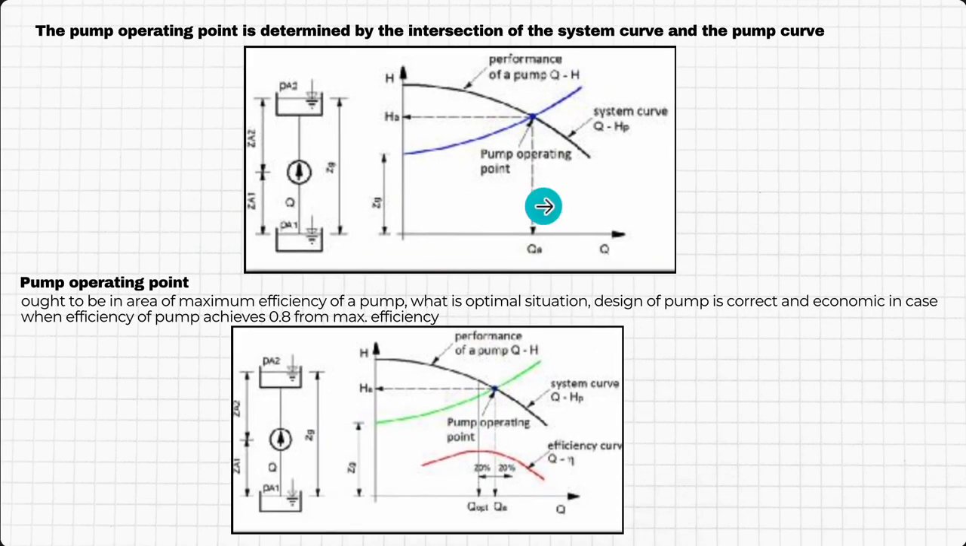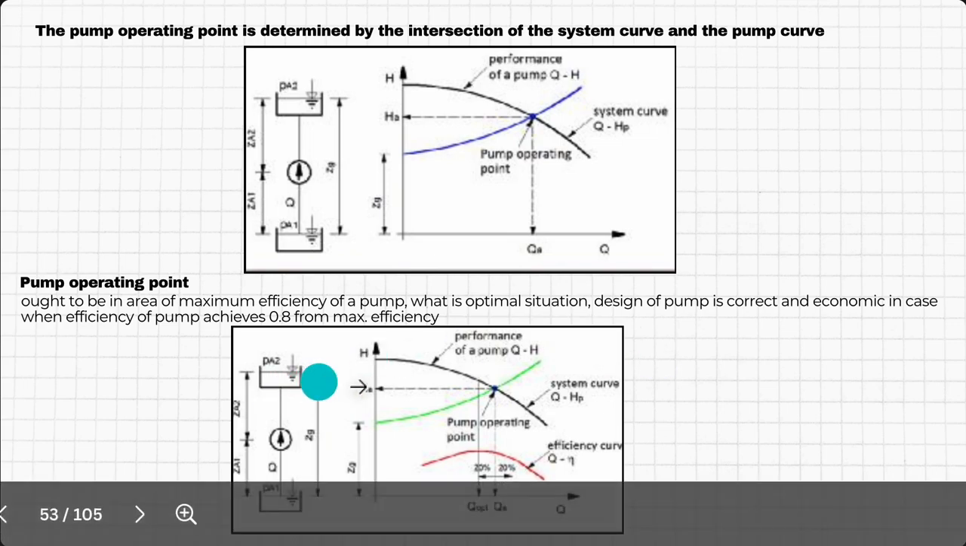The pump operating point is determined by the intersection of the system curve and the pump performance curve. So this is the pump performance curve that we said, system curve, and in the intersection is my pump operating point. Pump operating point ought to be in the area of maximum efficiency of a pump. What is optimal situation? Design of pump is correct and economic in case when efficiency of pump achieves 0.8 from the maximum efficiency. So this is my system curve, pump operating point is right here, and that's my efficiency curve.